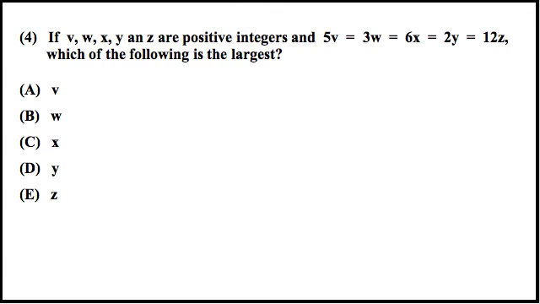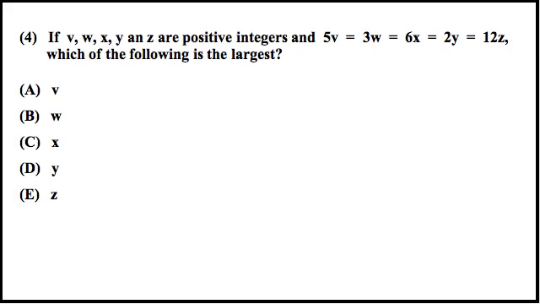As usual, if you want to try this on your own before looking at the solution, you can pause the screen now. If v, w, x, y, and z are positive integers and 5v is equal to 3w, which is equal to 6x, which is equal to 2y, which is equal to 12z, which of the following is the largest?